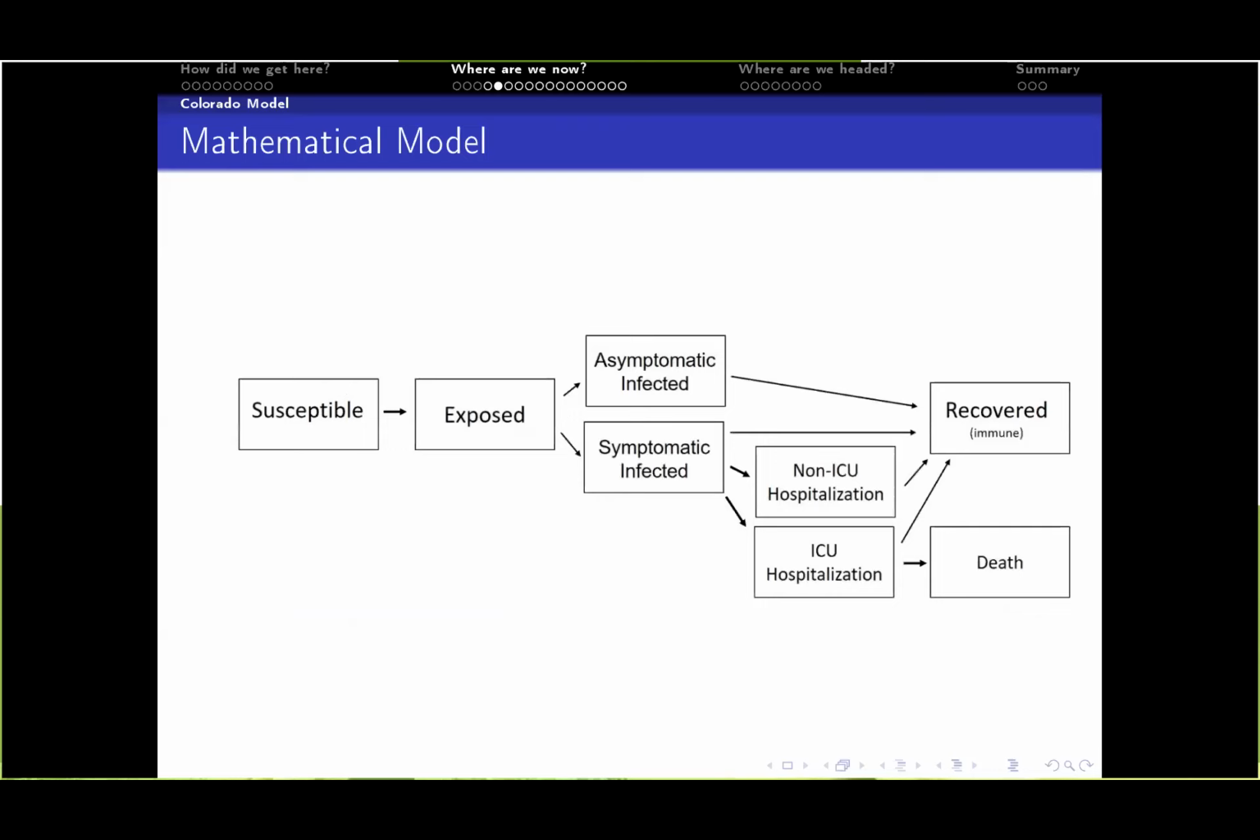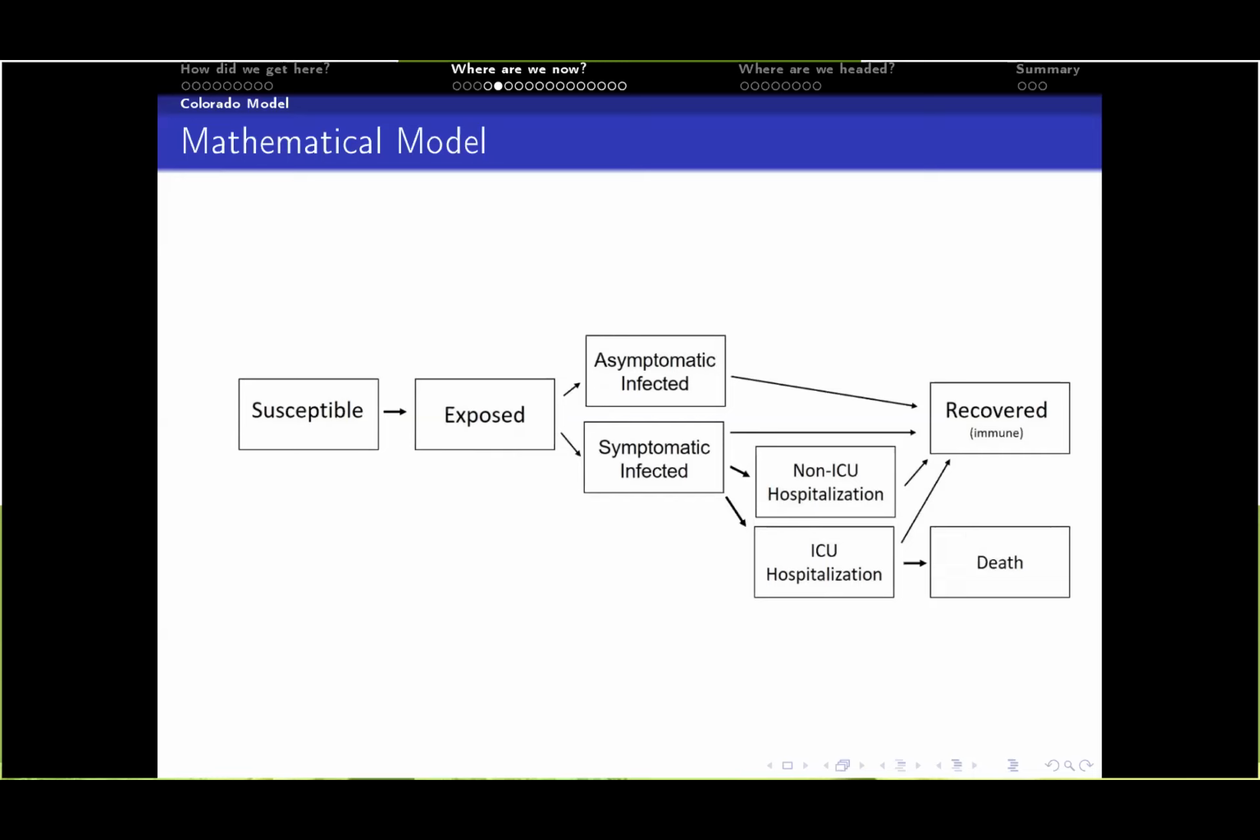Okay, so let's just dive into it. This is the model that we have created for the state of Colorado. This was many of the versions, and the early ones were done by Dr. Buchwald. We start with the susceptible, go to the exposed category, and this is where there are some subtleties here, as we know that people can be asymptomatic. That's a very common feature.